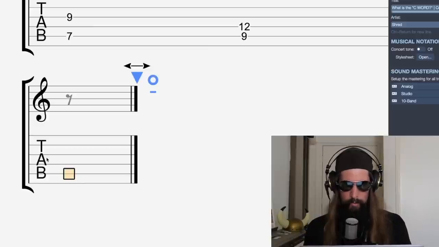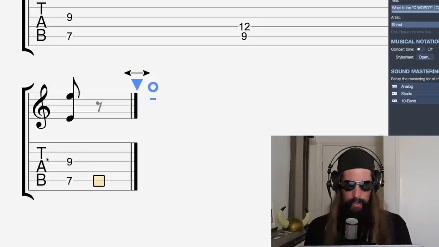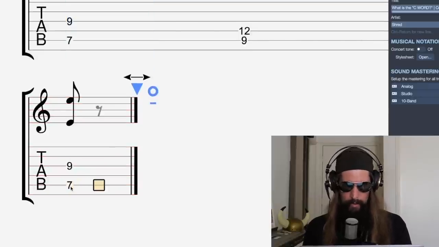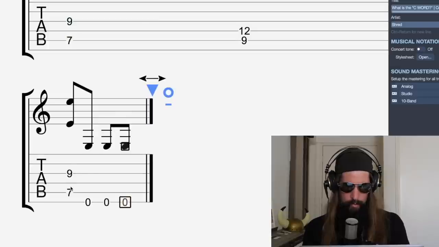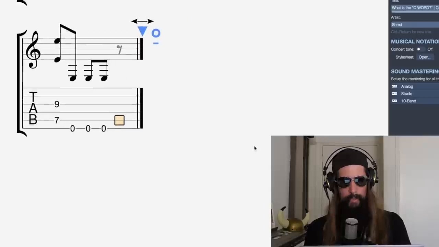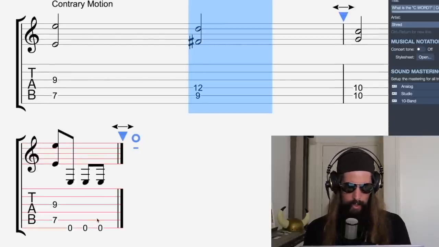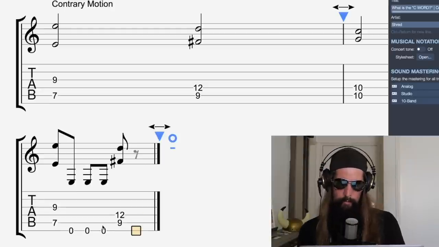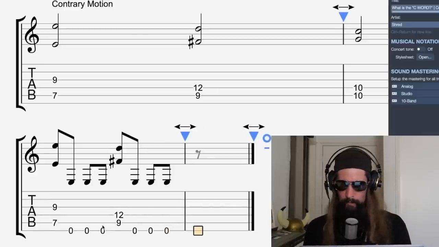What should we do? Let's do the contrary motion one, since we just did that. So there's our 7-9, right, from up here. That's where I'm pulling that from. And then we're going to O-O-O it. Let's do one more. And then we're going to take the next chord from the contrary motion sequence, 9 and 12. Okay, let's put that in there. You guessed it. What's coming next? Triple O's, baby. Now that's a measure of music right there.